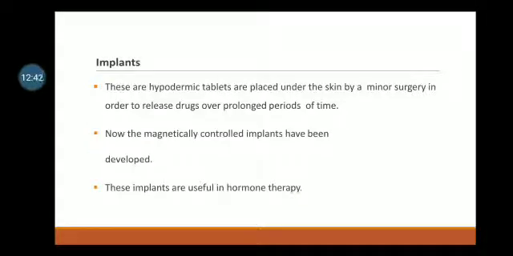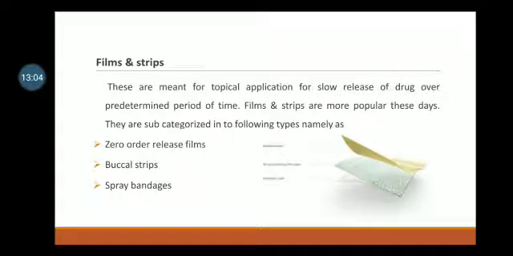Firstly, implants. These are hypodermic tablets placed under the skin by a minor surgery in order to release drugs over a prolonged period of time. Nowadays, magnetically controlled implants have been developed. These implants are useful in hormone therapy. Then films and strips. These are meant for topical application for slow release of drug over a predetermined period of time. Films and strips are more popular these days.